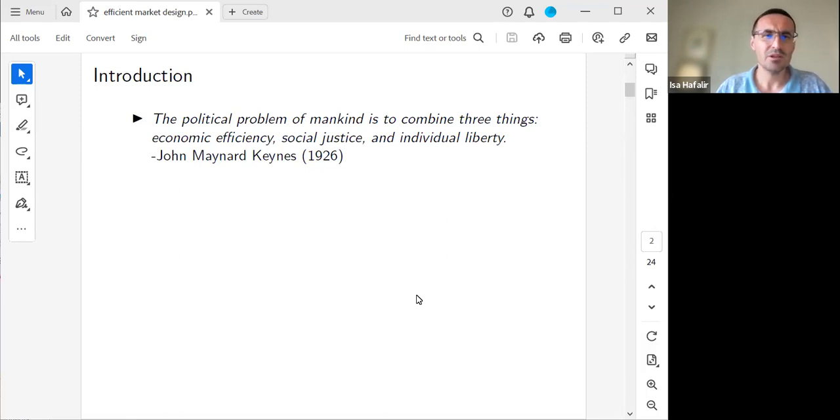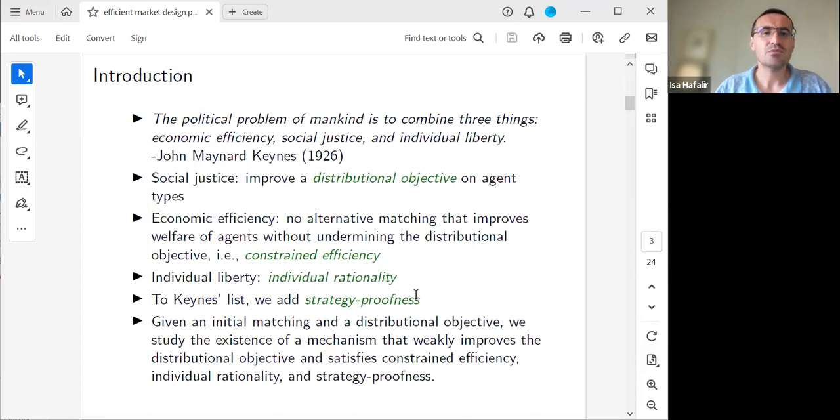So let me start with a quote from John Maynard Keynes. He said, "The political problem of mankind is to combine three things: economic efficiency, social justice, and individual liberty." So we take this quote to a two-sided matching context.